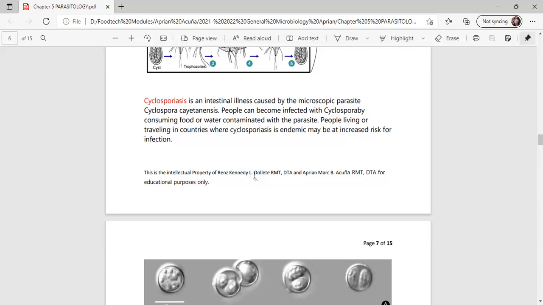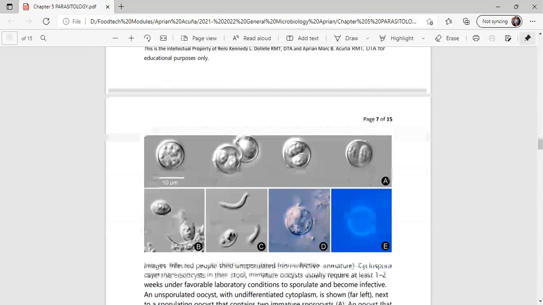Now, so sa aton din next, you have your Cyclosporiasis. Okay, your Cyclosporiasis is an intestinal illness caused by a microscopic parasite which is called Cyclospora cayetanensis. Okay, people can become infected with Cyclosporiasis by consuming food or water contaminated with the parasite. People living in or traveling in countries where Cyclosporiasis is endemic may be at risk for infection.